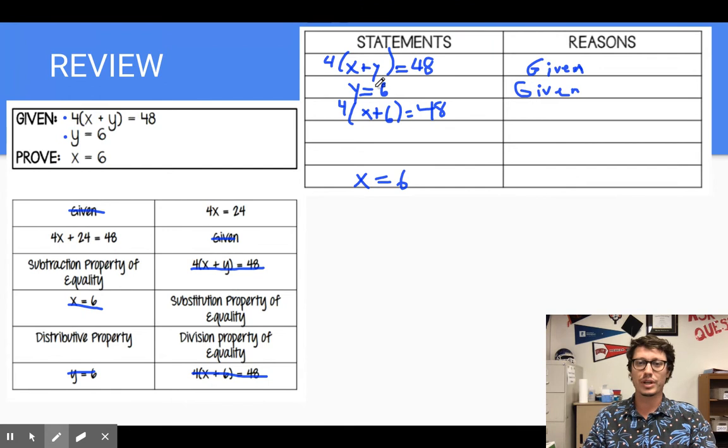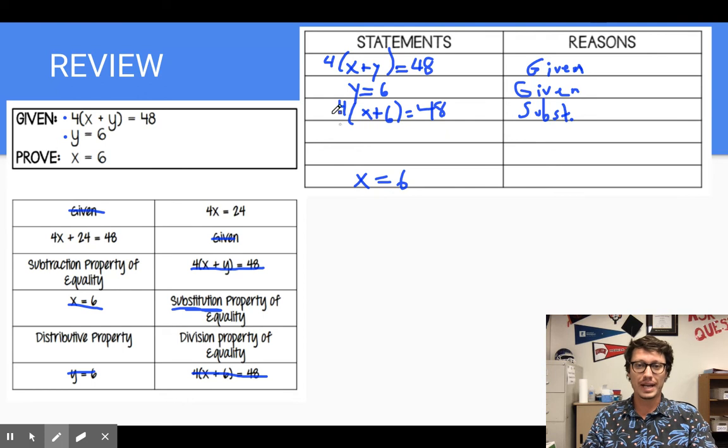How did we do that? What allows us to take 6 and plug it in for y? Our correct answer here is substitution. If something is equal to another, you can replace it or substitute it. I'm going to abbreviate for substitution. We didn't use substitution too much in the last lesson, but it will come up a lot more in this lesson.